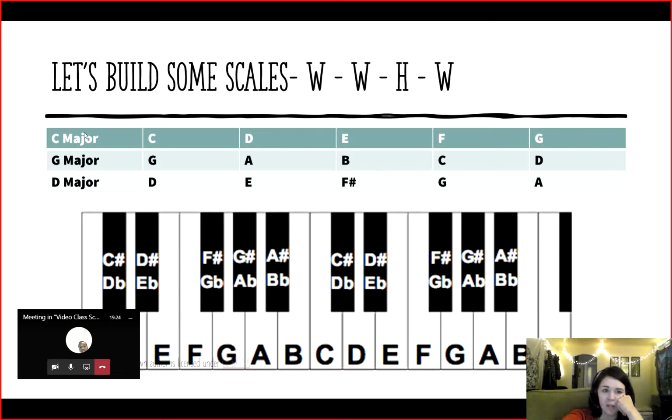So if we start with C and we go up a whole step, we have to go to D. If we go from D up a whole step, we get E. E up a half step, we get F. And then F up a whole step, we get G.